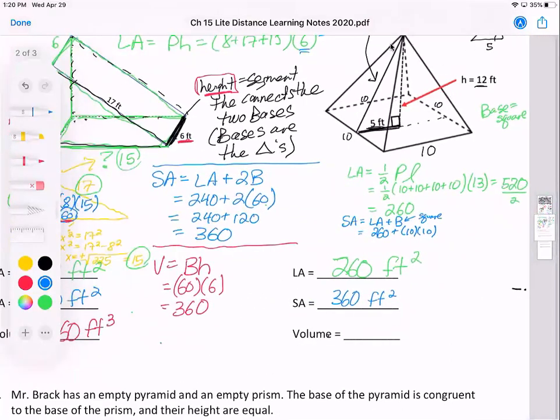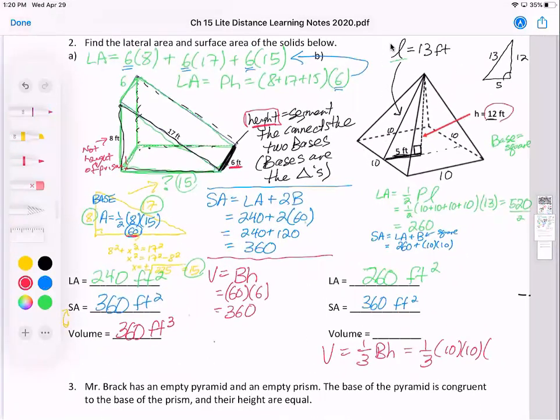And then finally, the volume would be 1/3 the area of the base times height. The area of the base is a circle, sorry, is a square, very different than a circle, times the height, not the slant height, but the height of the pyramid, which is 12. So I think we get 400 when we multiply that. And it's a volume, so it's cubic feet, 400 cubic feet.